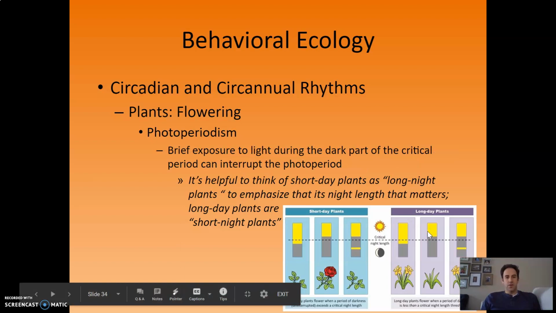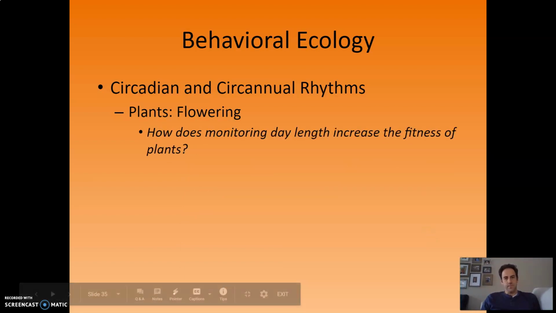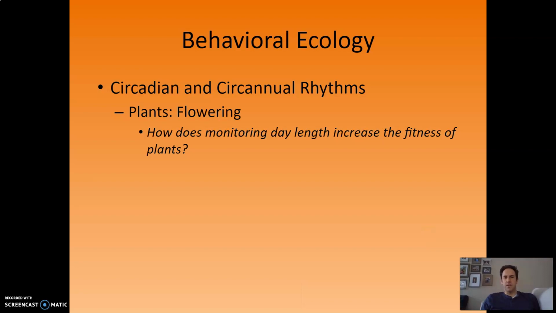And so how would this increase the fitness of these plants? Well, you must remember that resources are not unlimited. And so plants that flower in the fall tend to lay their seeds. The seeds go dormant over the winter, and then as soon as spring comes, those seeds are in position to grow and take advantage of the added warmth and the added water availability, and then have the maximum amount of time before the next winter to grow and thrive.